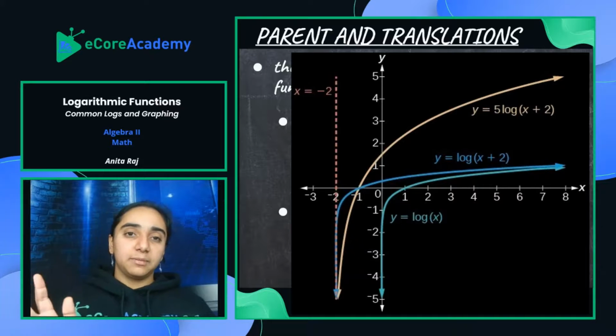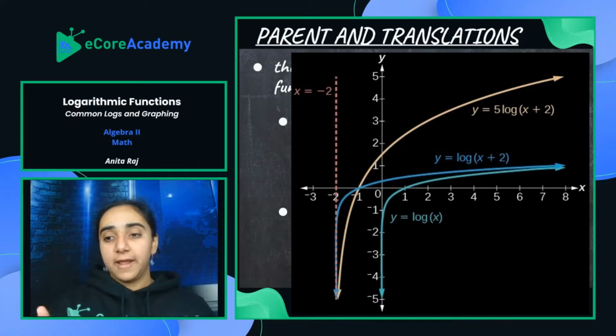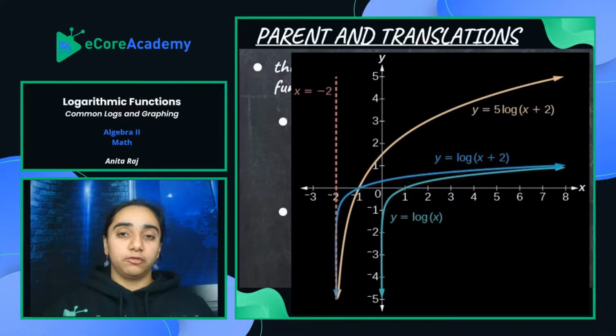Whatever happens in that little set of parentheses will move your function left or right. If it's positive, it'll actually be moved left, and if it's negative, it'll be moved right, because it's minus h, so the signs will change. So in this case, because y equals log of x plus 2, you can see that this function has been translated left 2 units.